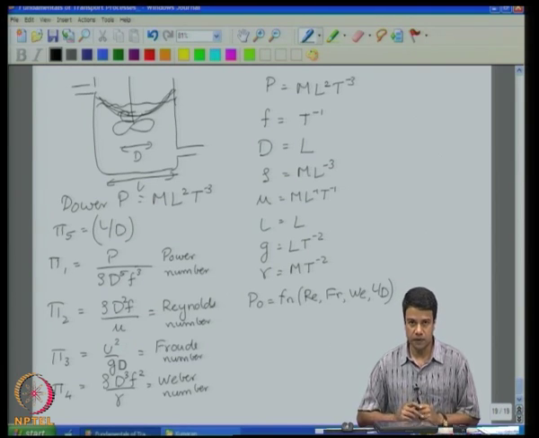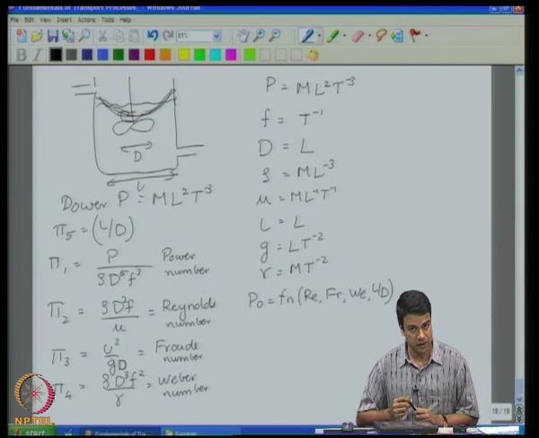So, for example, if I were considering the limit of very small Weber number, then I would consider that Weber number is not a parameter in the problem. So, surface tension is the dominant force, whereas if the Weber number is very large, surface tension is not important. So, I can neglect surface tension.